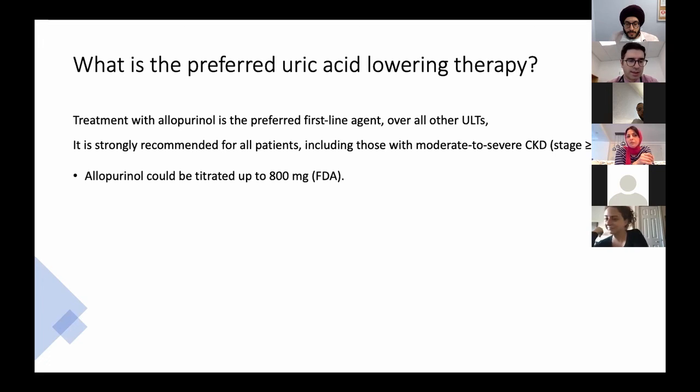So a common mistake, and you might be tested for this, is that they might give you a patient who's on 400 milligrams of allopurinol, they're still having flares, their uric acid is not controlled. What to do? Maximize allopurinol. You can go up to 800, you can go up even higher, but FDA approves 800. So make sure they're maximized first.